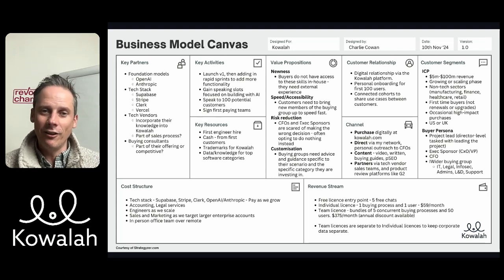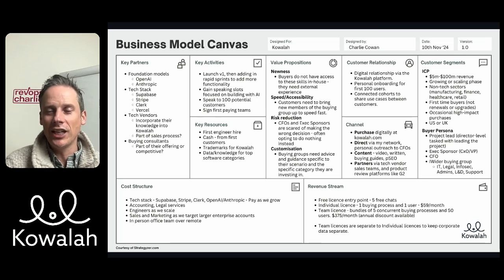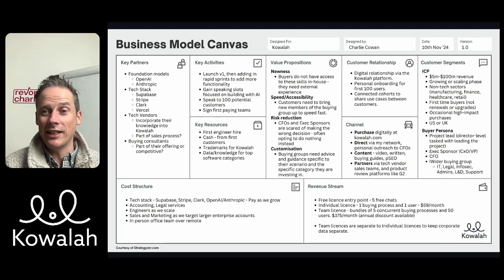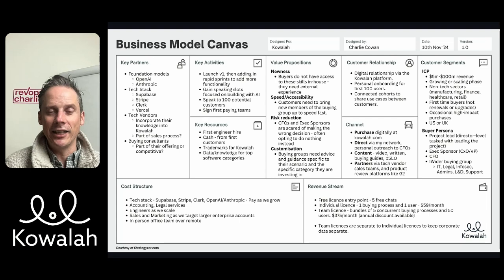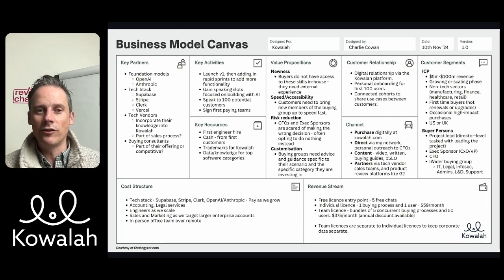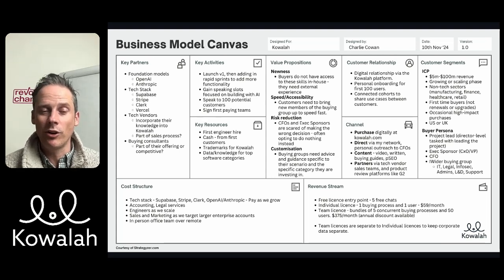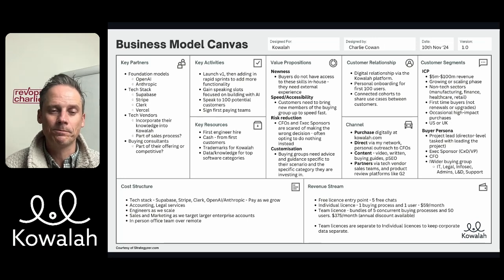I think I know how people are going to use this. I think I know what problems it's going to solve, but I need to speak to people that are actually using it. And so I'll be dedicating a lot of time to speaking to actual customers and figuring out how they're using it or how they're not using it. And then a key thing for me is signing the first paying teams. We'll come on to licenses in a moment, but funding the growth of Kowalah through people paying for the product is a key activity.